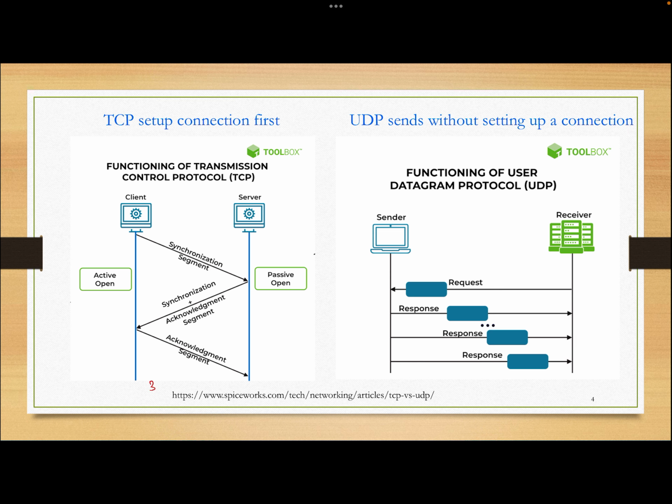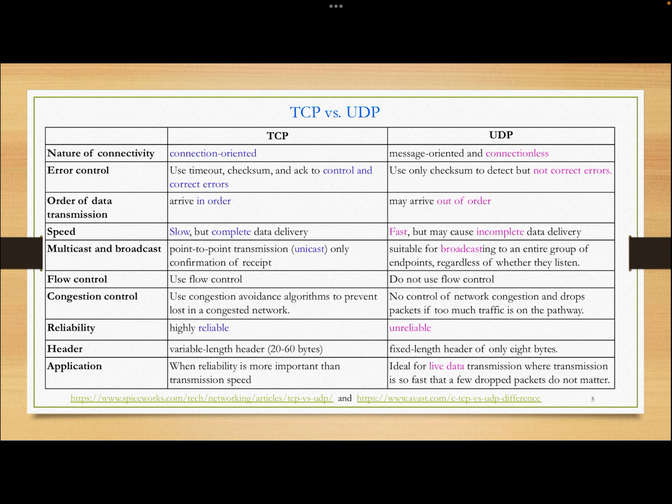Okay, this is TCP setting up a connection first. This is the three-way handshake that we have talked about before, so we will not go over this again. But to compare with UDP, you don't set up a connection. You send a request, okay? Then the sender responds, okay? So no connection setup before sending.